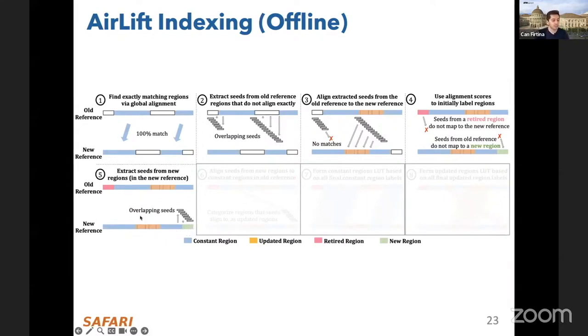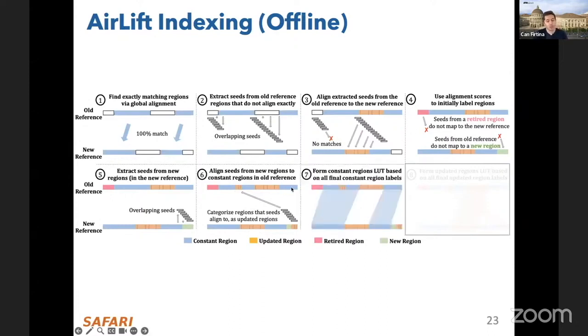So to do that, again, we generate all these seeds from the new reference genome and then align them to the old reference genome. Whenever there's a high similarity, we again identify these regions as updated regions. So with that, we now accurately identify all constant regions as well as the updated regions, along with new and retyped regions.